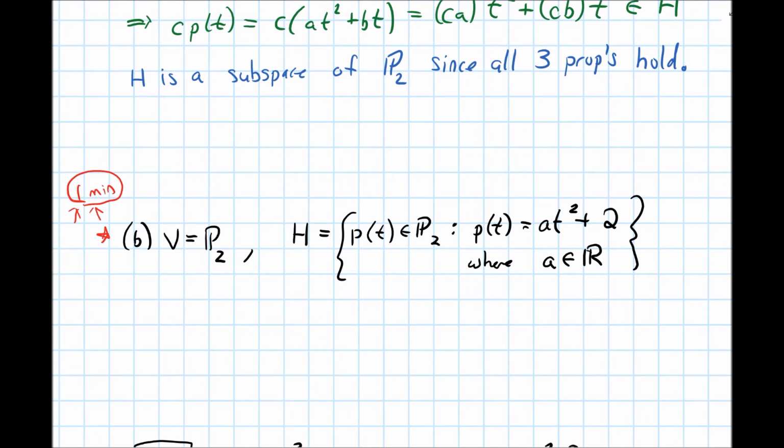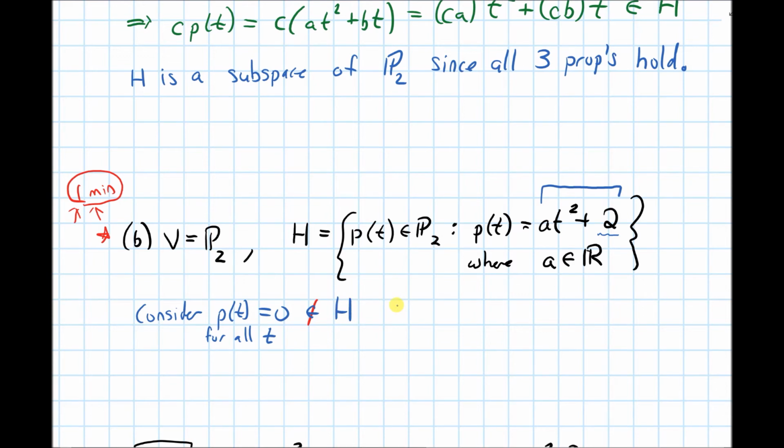Okay, so let's consider the zero polynomial. Let's consider the polynomial P of t equals 0 for all t. So that's the zero polynomial. And let's ask ourselves, is this in H? Does this polynomial have this form? Does it look like at squared plus 2? And the answer to that is no, because there's no way I'm going to produce this 2. The constant term doesn't match up. So this polynomial is not in H.